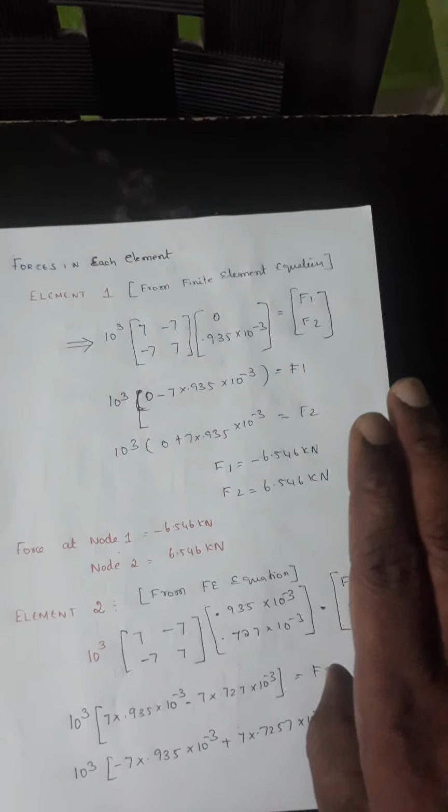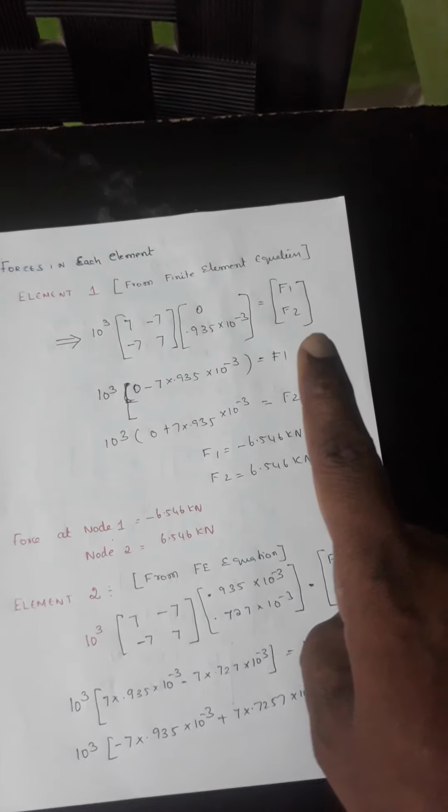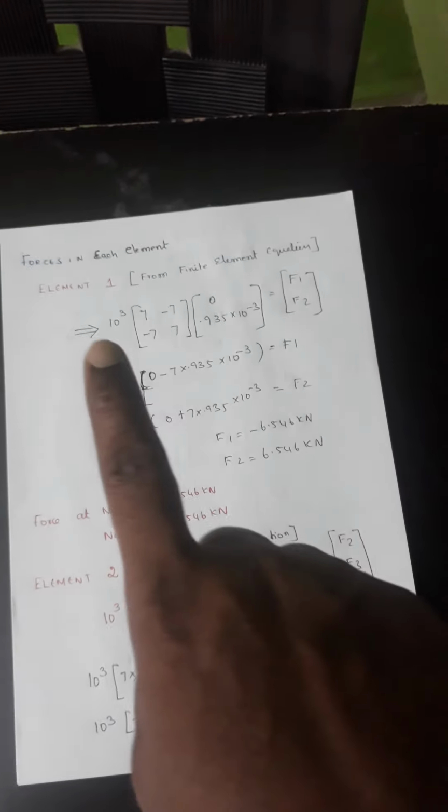Now we are going to find the force in each element. For the force in each element, you apply the same finite element equation with the values from the previous steps, F1 and F2. We multiply this inside and you will get the F1 and F2 equations. Remember that these are not body forces. These are nodal forces, never the body forces.